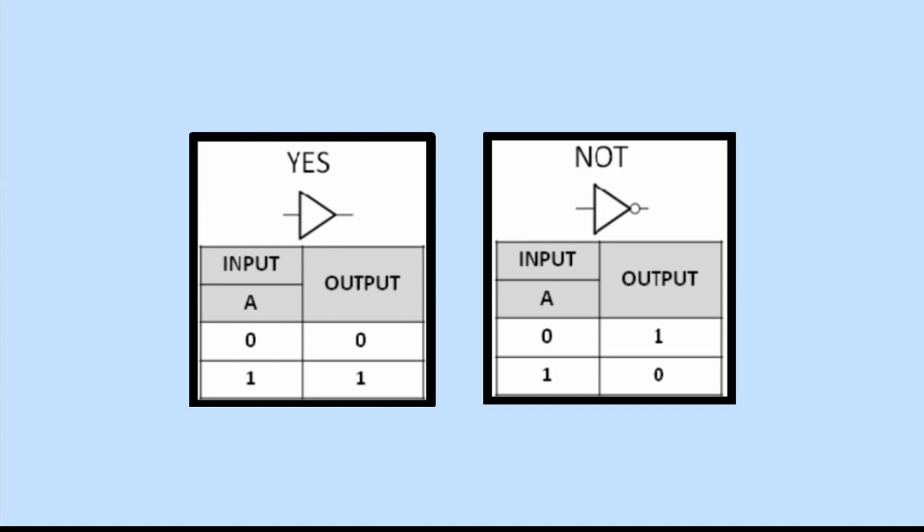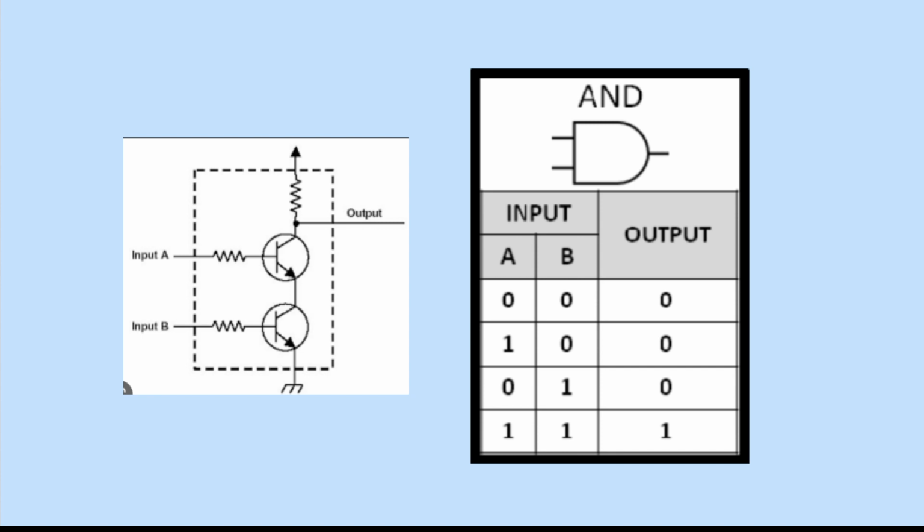The yes gate is if the input is 1, the output is 1. And if the input is 0, the output is 0. It's just a switch. The not gate, however, acts as an inverter. If the input is 0, the output is 1. If the input is 1, the output is 0.